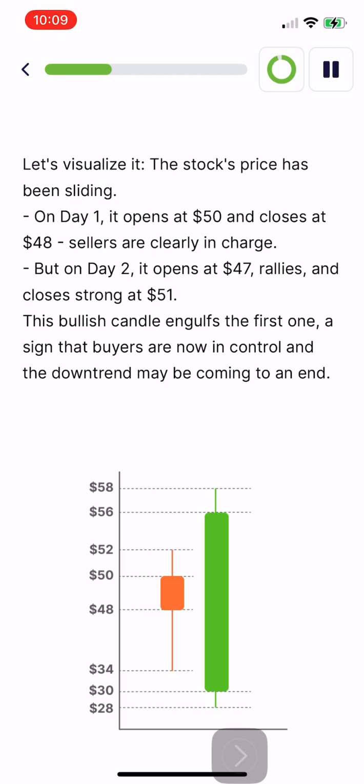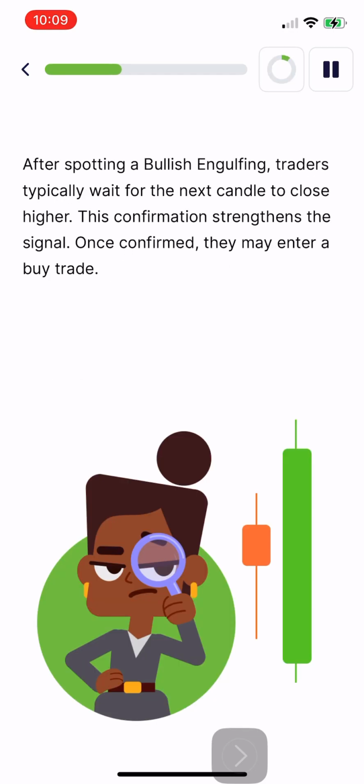After spotting a bullish engulfing, traders typically wait for the next candle to close higher. This confirmation strengthens the signal. Once confirmed, they may enter a buy trade.